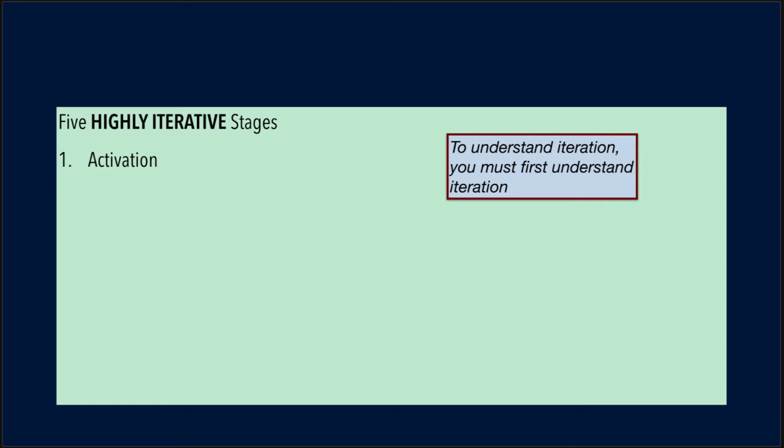The first of the 5 highly iterative stages is activation. What are we intending to do? What's the purpose of this inquiry, this investigation? Why are we undertaking this? What are the drivers for this? Who expects what, when, how, etc.?